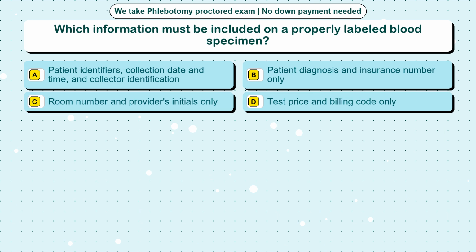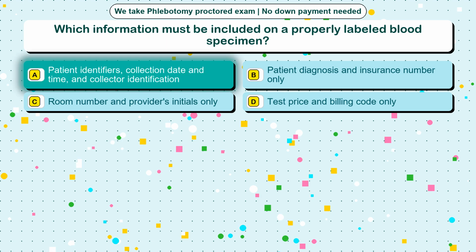Question 63. Which information must be included on a properly labeled blood specimen? Option A. Patient identifiers, collection date and time, and collector identification. Option B. Patient diagnosis and insurance number only. Option C. Room number and provider's initials only. Option D. Test price and billing code only.